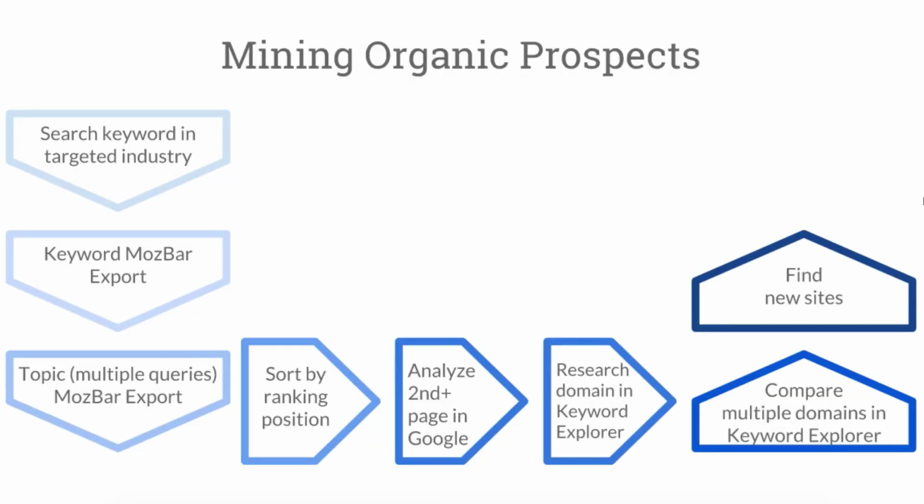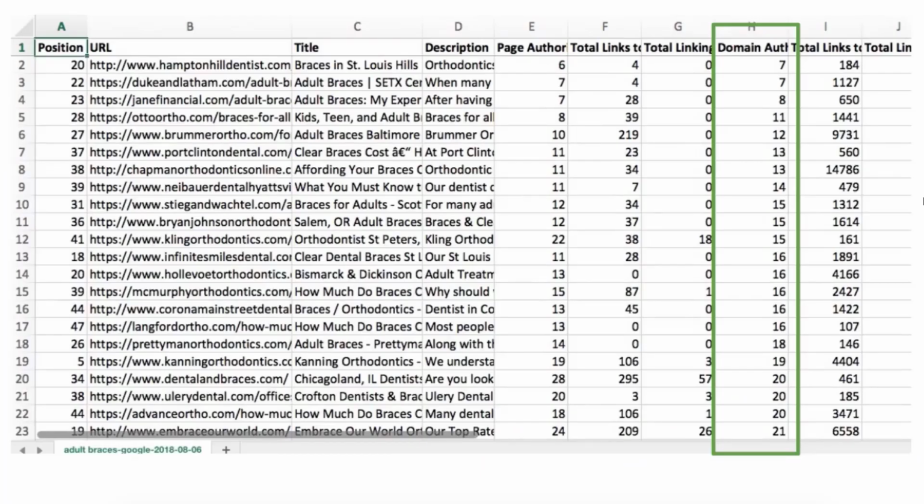So we've compared multiple domains in Keyword Explorer. Now let's look for some new sites. This is another way to prospect. We can look for low-hanging fruit, which might be new or low domain authority sites. To do so, we'll go back to that same spreadsheet. This time, we're going to sort by column H, which is domain authority, with the lowest domain authority sites first.